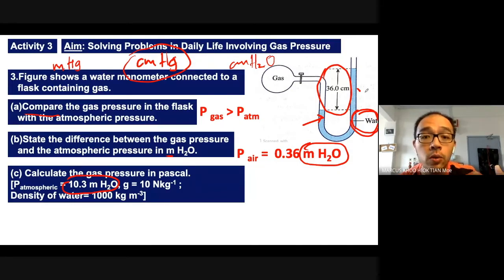So when we calculate the gas pressure in Pascal, we use the same formula, except that now the atmospheric pressure we're using is 10.3. Gravity, of course, is 9.81. Can you convert this, please? 0.36 meter water, please convert it into Pascal. Sorry, Jacinta, go ahead.